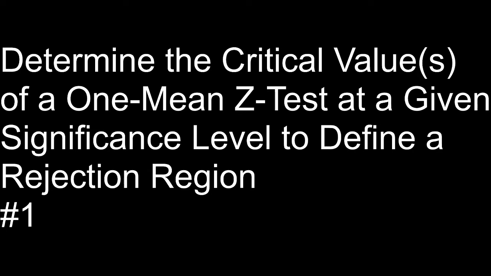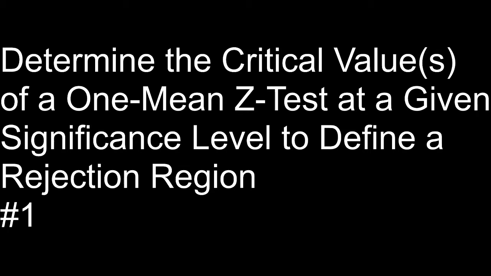This video is on the objective: determine the critical value or values of a one-mean z-test at a given significance level to define a rejection region. All right, so this is one step in performing a hypothesis test with the critical value approach.